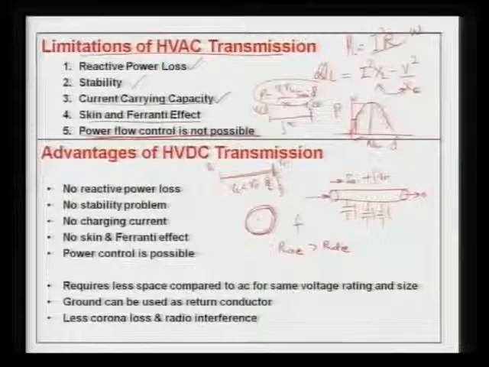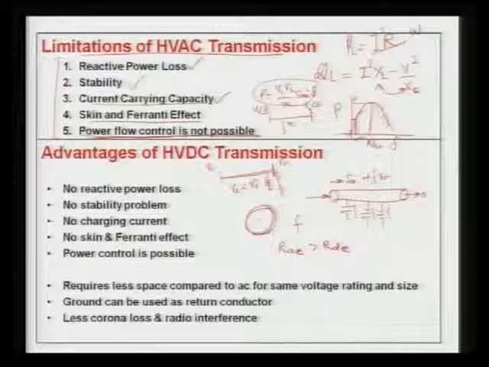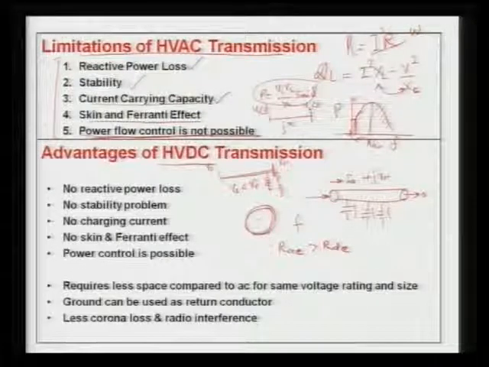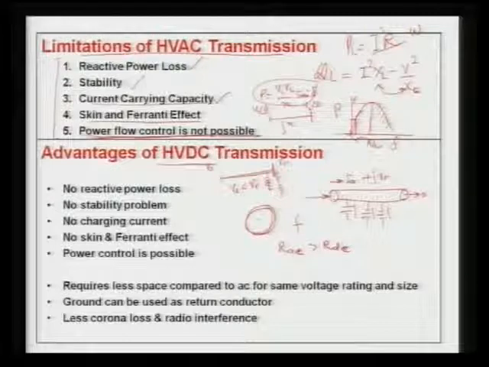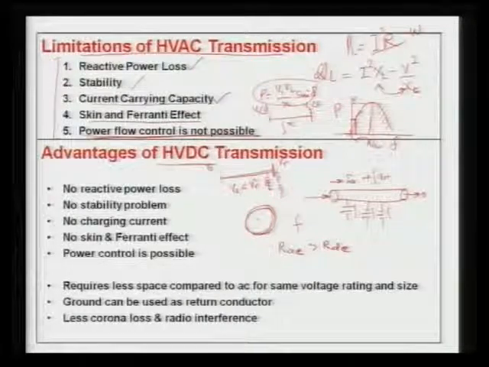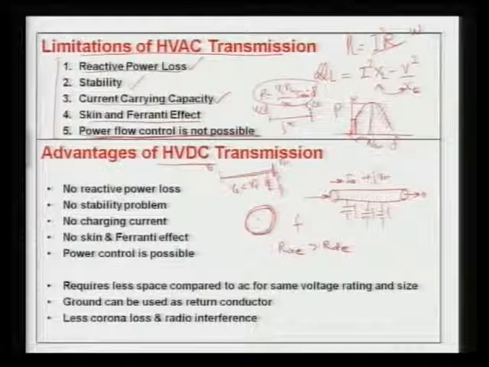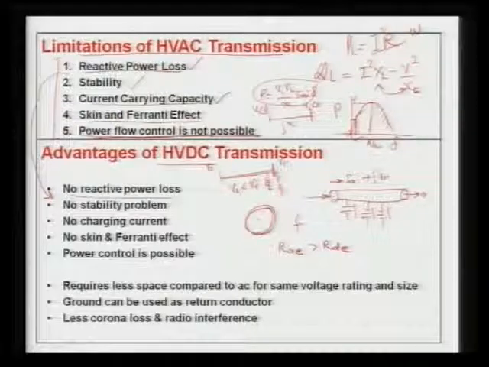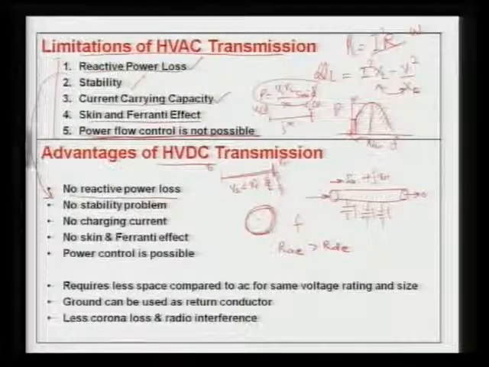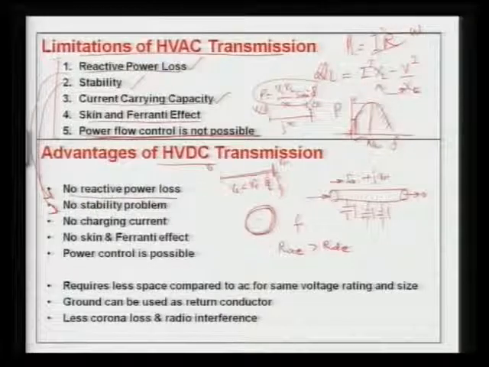So to avoid these five limitations, it was found that HVDC is better in terms of several problems of HVAC transmission. First, regarding the reactive power loss, here you can say there is no reactive power loss at all, as I explained. As for the stability concern, there is no stability concern in an HVDC system. No doubt, it does not mean that we can flow as much power as we like in an HVDC transmission line. It has some limit, but that limit is now the thermal limit.